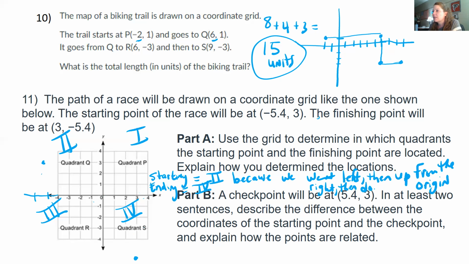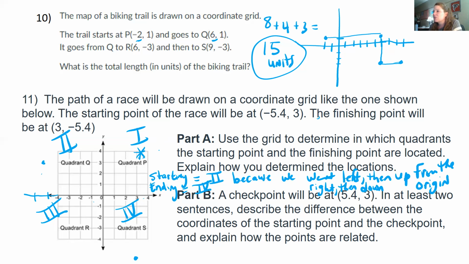Okie dokie. All right, a checkpoint will be at +5.43. That means go right and then go up. So we're going to be up here in quadrant 1 now.